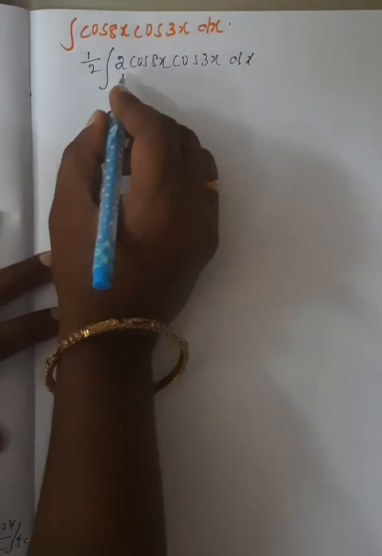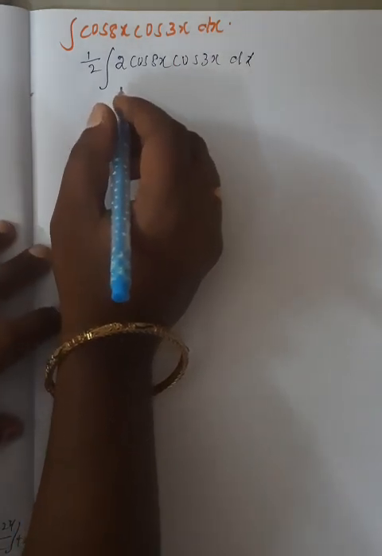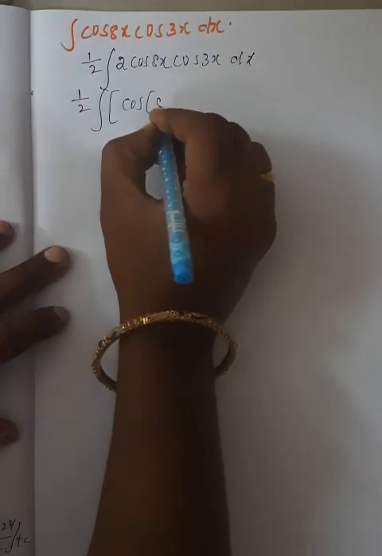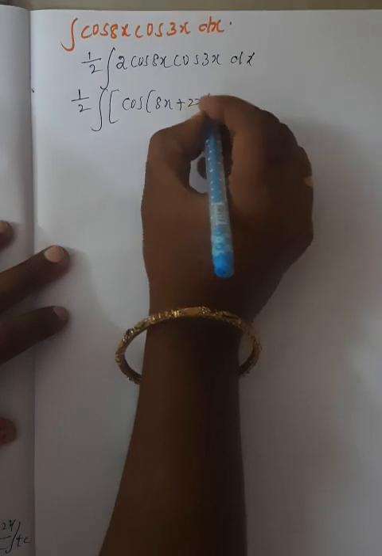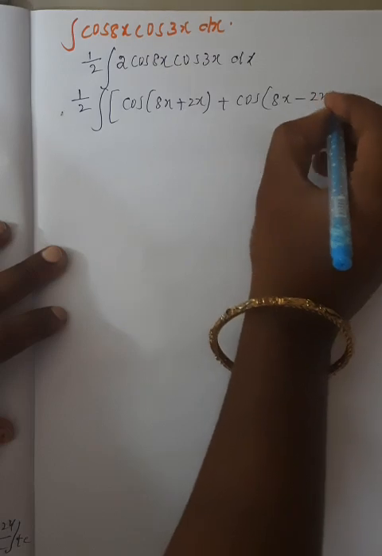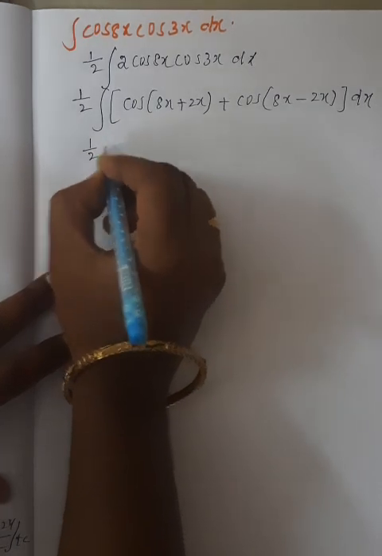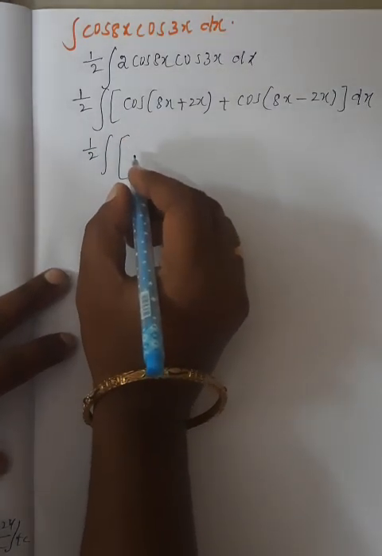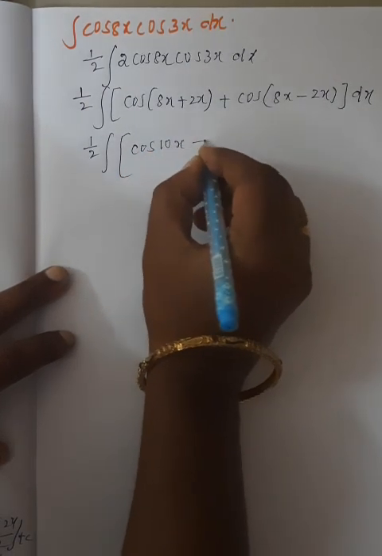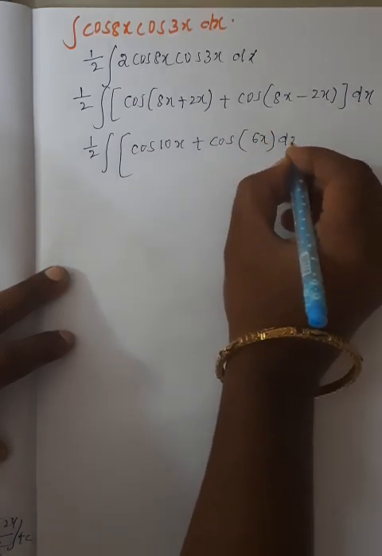Now it is of the form 2 cos A cos B formula, which is equal to cos of A plus B plus cos of A minus B. So 1 by 2 into integration of cos of 8x plus 2x plus cos of 8x minus 2x into dx. Therefore 1 by 2 into integration of cos of 8x plus 2x will become cos of 10x plus cos of 8x minus 2x is 6x into dx.